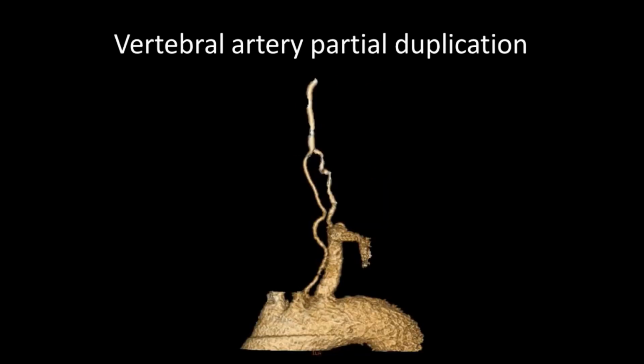This is the case of vertebral artery partial duplication, in which there are two branches of the vertebral artery, one of them originating from the aortic arch and one of them originating from the subclavian artery. Then they merge to form one vertebral artery.